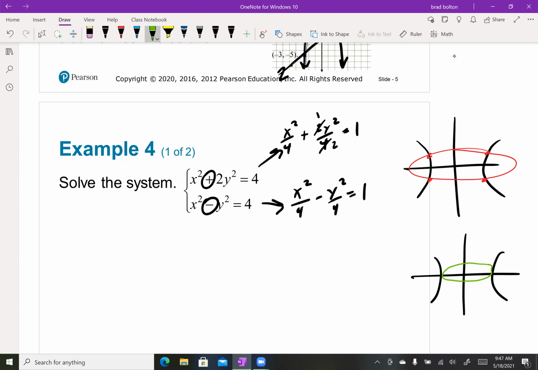So we could have 4 intersections. We could have 2 intersections. We could even have no intersections, like if the ellipse doesn't touch the hyperbola. So there's a lot of situations that can happen. So we're going to try to solve this.